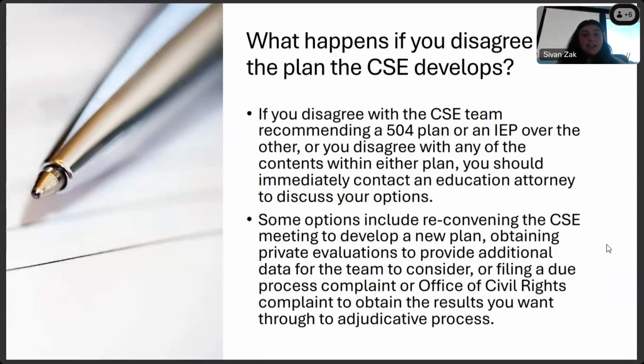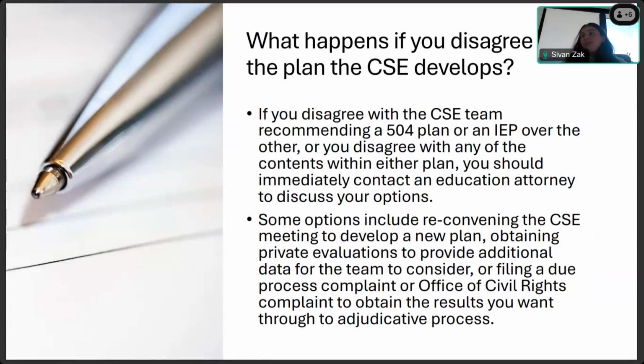So obviously, all can be great and the plans can work out really well and you can have no problems with it. And I hope that happens for every single one of you. Unfortunately, that's not the reality of what we see. And Nick and I wouldn't be in business if that was the reality. So what happens if you disagree with the plan that the CSE develops?